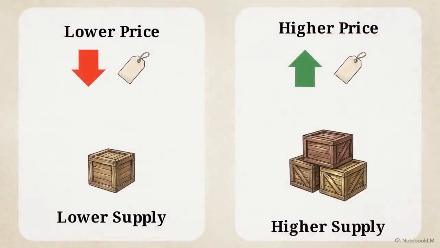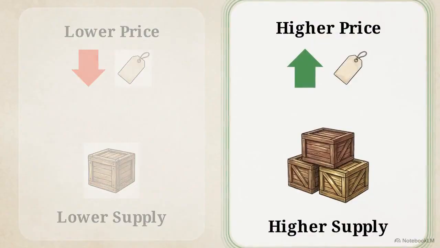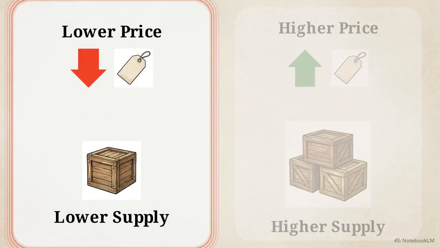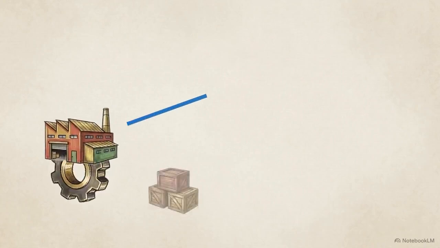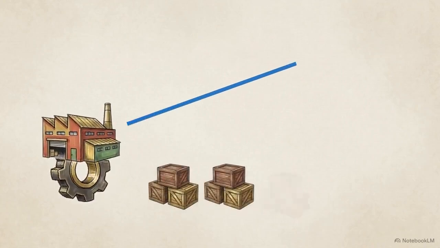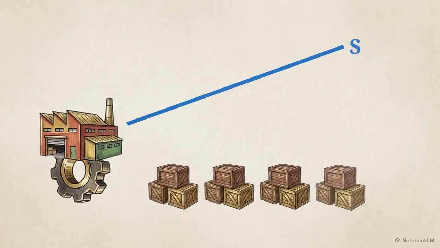The law of supply states that, all things being equal, when the price of a product goes up, producers are willing to supply more of it. When the price goes down, they are willing to supply less. This relationship acts as the underlying engine for every business, dictating how they manage their inventory and plan for growth.